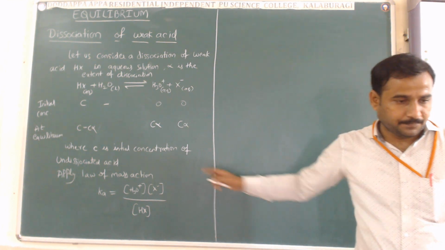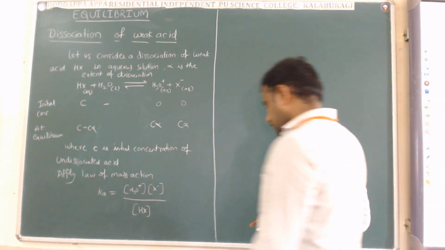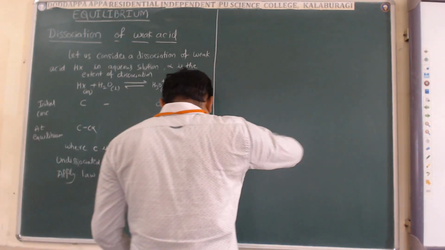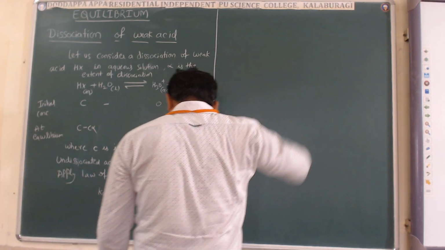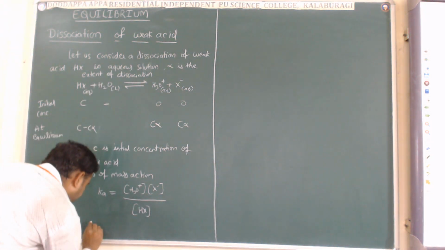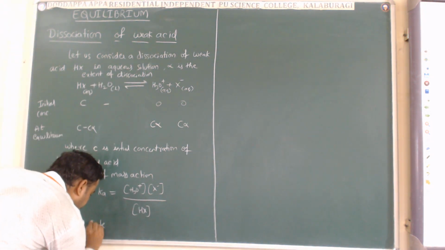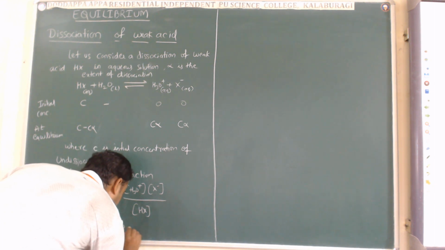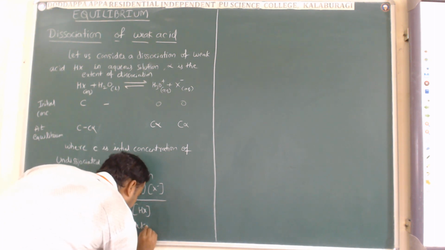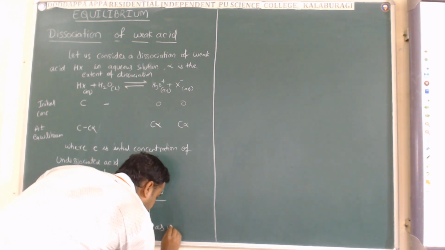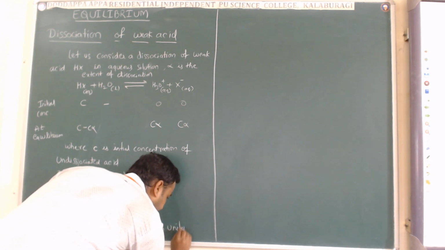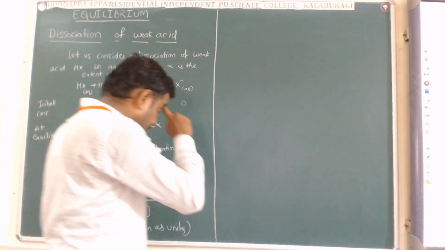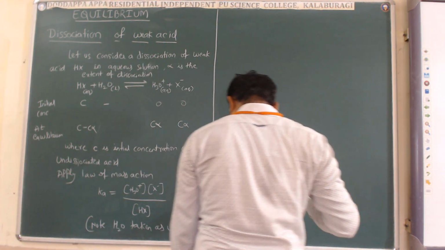We have found the Ka. Next, in the note you have to write down that H2O is taken as unity. Unity means 1, the value you have to take is 1 here. So that completes this step.